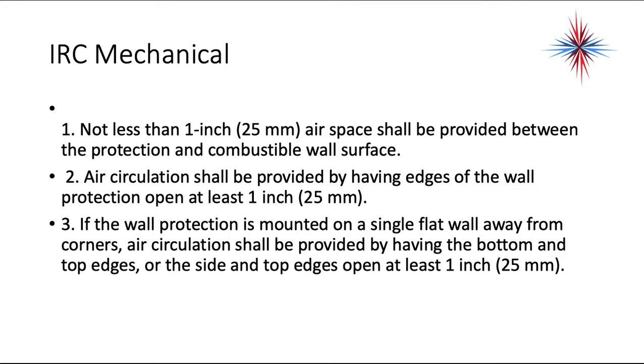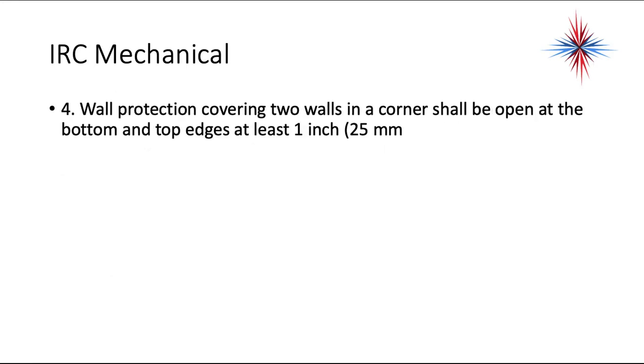That's for fire prevention. Air circulation shall be provided by having edges of the wall protection open by at least 1 inch. If the wall protection is mounted on a single flat wall away from the corners, air circulation shall be provided by having the bottom and top edges or side and top edges open at least 1 inch. What that allows is the natural circulation of air coming in from the sides and out the top.